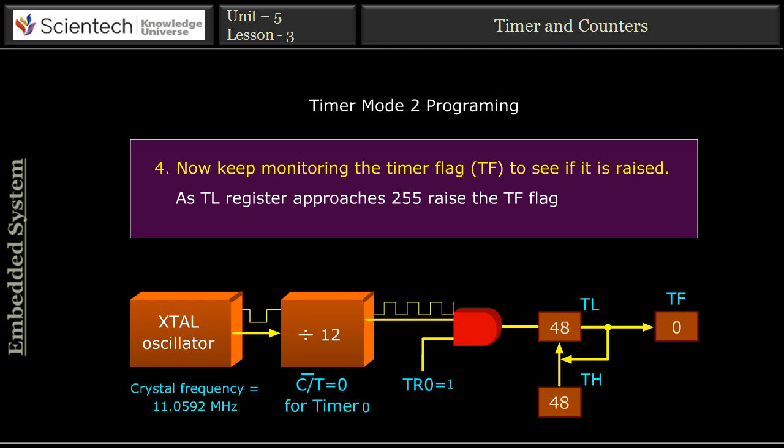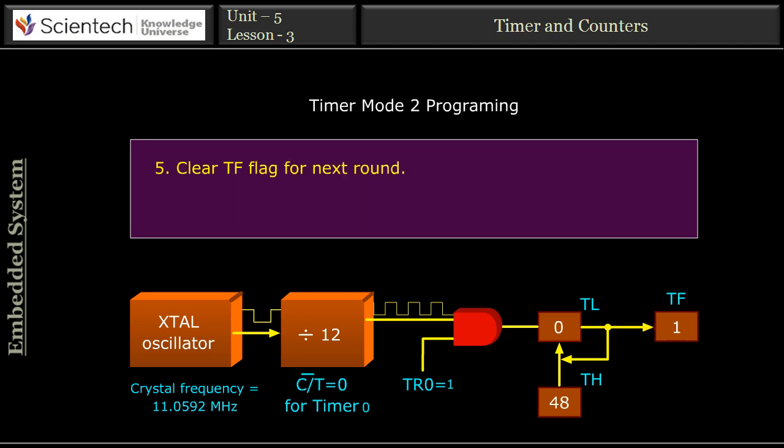After the timer is started, it starts counting up by incrementing the TL register. It counts up until it reaches the limit of FFH or 255. When it rolls over from 255 to 0, it sets high the TF, that is, the timer flag. As we see in an animation, the value of TH, that is 48, is loaded into TL, and gets incremented up to 255, then the flag bit is set.